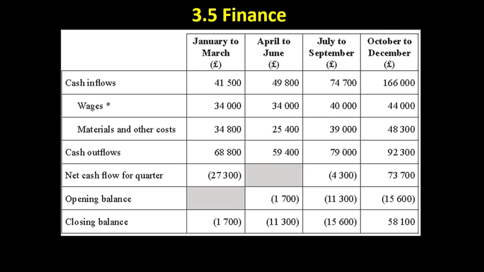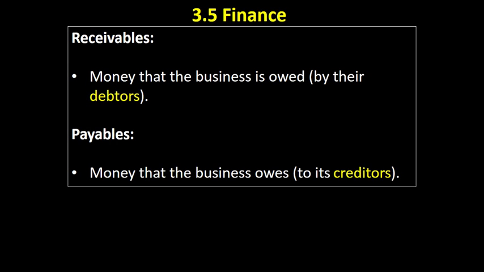So how do you analyse the timings? Well, you base it on previous data, you base your cash flow forecast on market research, and you hope that you've got it fairly accurate. Now then, the other key terms that AQA says that you need to be aware of are receivables.